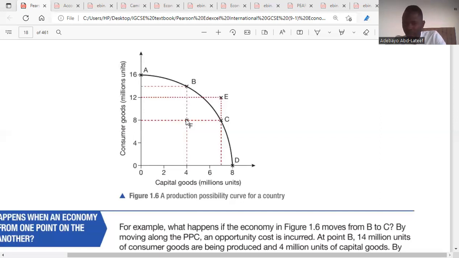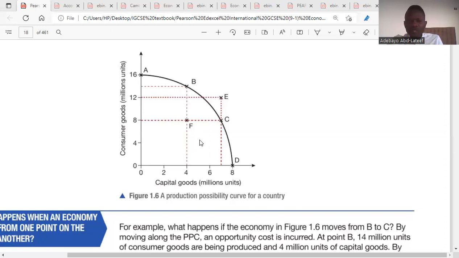That is why it's producing inside the PPC. Do you understand point F here? It's producing at 8 million and 4 million. The combination is 8 million consumer goods, 4 million capital goods. But at this point in time, this economy is not fully using its resources. That's why it's producing inside or inward the PPC.